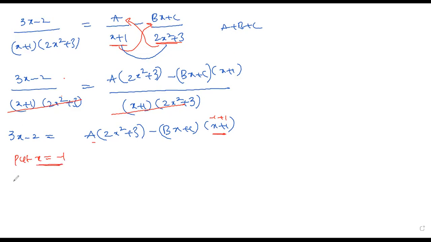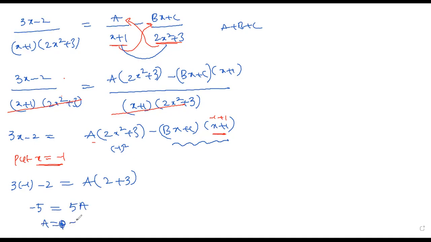What will happen? 3 of -1 minus 2 is equal to, I'm not writing this part because I said this will become 0, a of 2 plus 3, because -1 square will become 1 only, 2 into 1 is 2 only. So this side it is -5 is equal to 5a. What are we getting? A is equal to -1. Next we will find the b and c values.